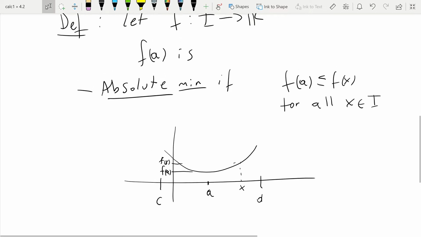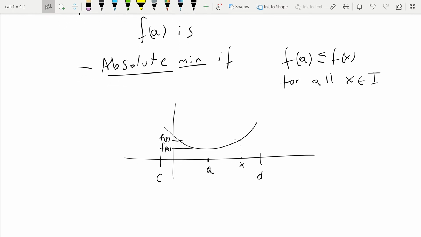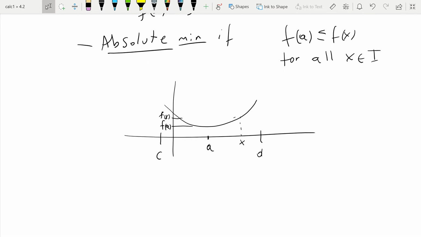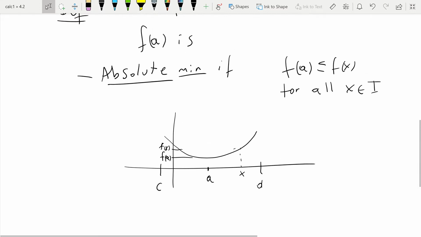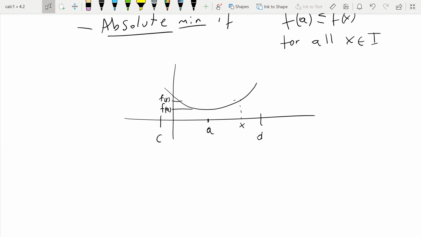So f of a is the absolute minimum. F of a is as small as you can get. There may be other points that attain the same value, but that's why you refer to the value, not to the point. The a is a point where you attain the minimum, but f of a is the absolute minimum. You look at among all the possible values of f, and the smallest value, if it exists, that's the absolute minimum.